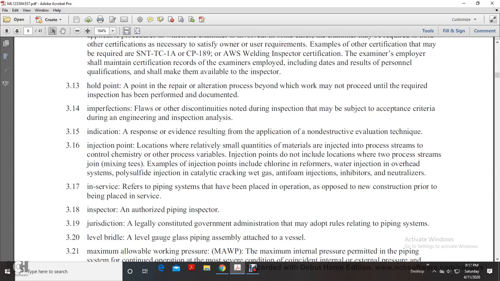Injection points do not include locations where two process streams join, such as mixing tees. Examples of injection points include chlorine in reformers, water injection in overhead systems, polysulfide injection in catalytic cracking wet gas, antifoam injectors, inhibitors, and neutralizers. In-service refers to piping systems that have been placed in operation, as opposed to new construction prior to being placed in service.